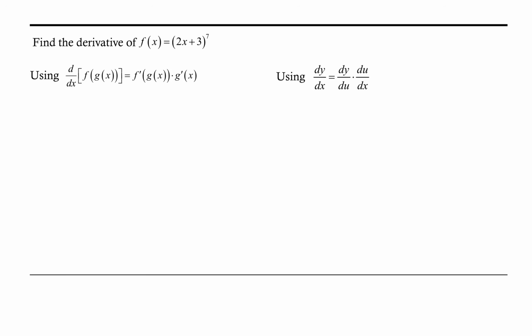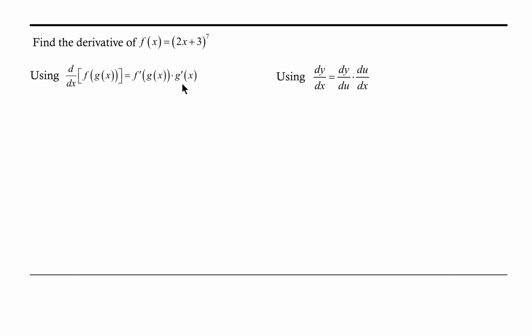Let's take a look at applying the chain rule to find the derivative of the function f of x equals the quantity 2x plus 3 raised to the 7th power. First, we're going to use the Lagrange differentiation notation, that is, using these prime indicators for derivatives.